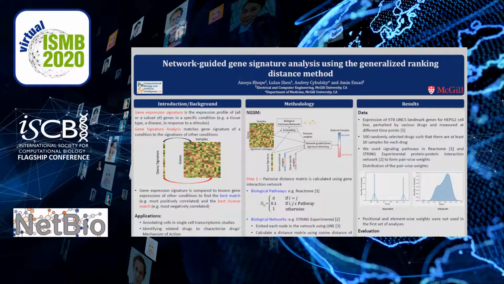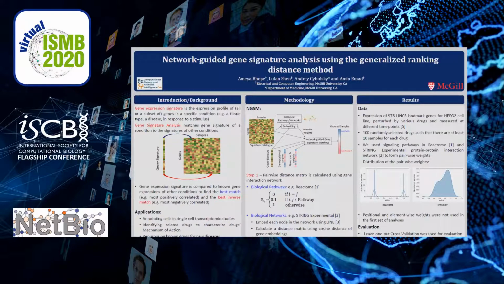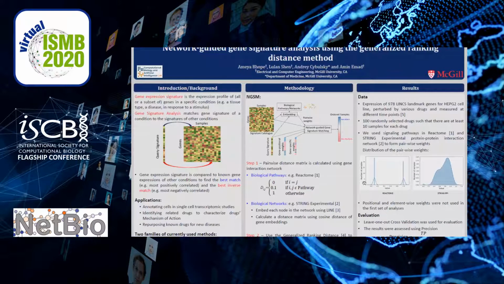To evaluate the method, we use the expression of 978 LINCS landmark genes for the HepG2 cell line, which is perturbed by various drugs and measured at different time points. We took 100 randomly selected drugs and 10 samples for each drug, corresponding to different dosages at different time points. The goal was to predict the correct label of a drug given one of its gene expression signatures. Essentially, it was a 100-class classification task. For gene-level networks, we use Reactome pathways and STRING experimental network.